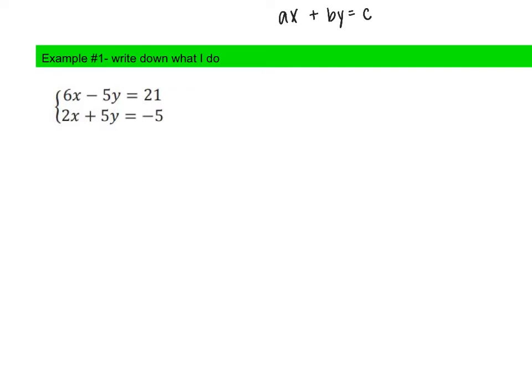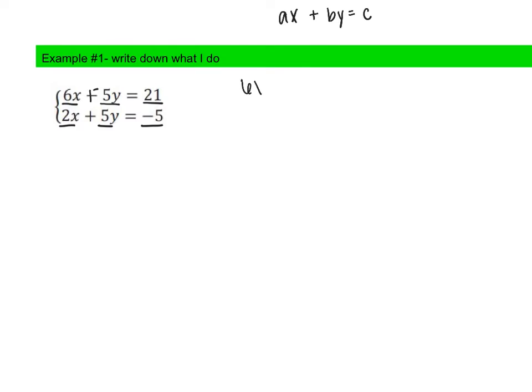And I see that my first one follows ax plus by equals c. The only thing I need to change here is plus negative. Okay? And the second one follows ax plus by equals c. Perfect. So I have everything lined up correctly. And what I'm going to do from there is look and see which one of these variables, x or y, would be eliminated if I added these equations together.